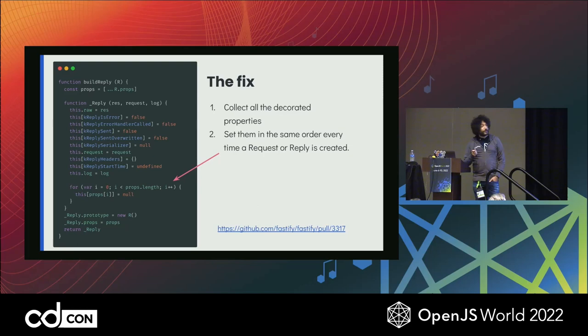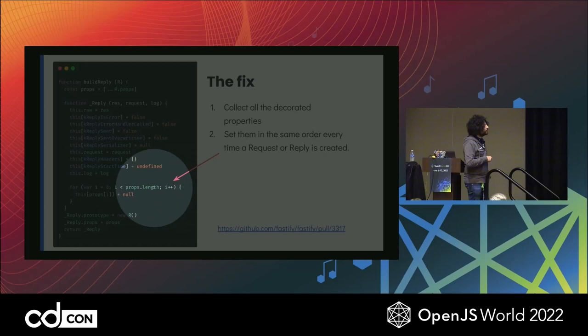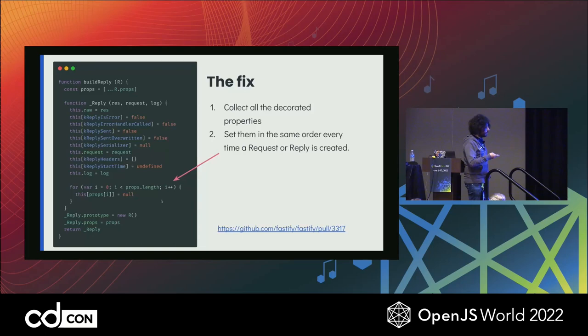So the trick that we did to fix it, and this is actually very funny: when we define in our system our request and reply objects, and you call the decorator, we are actually iterating over the property definitions and setting them to null inside the constructor. So literally, all the objects created in request and reply will always have all the properties defined in the same order, and therefore have the same shape. Okay, stupid, but effective. You know, it's how you fix stuff.